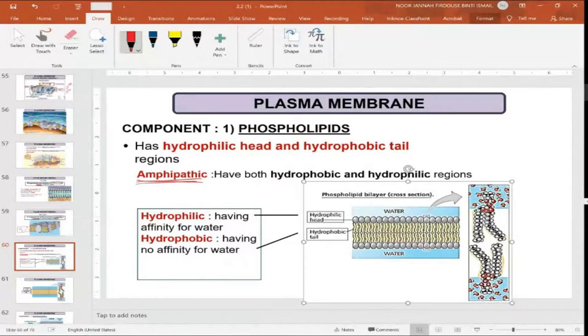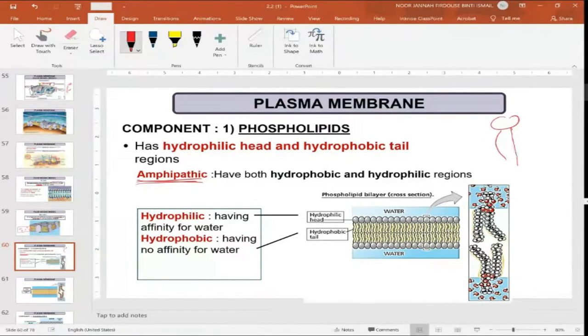Amphipathic. Jadi macam tadi, ini hydrophilic. This one tail is the hydrophobic. So the hydrophilic head will be facing outside of the cell, the water, sebab dia hydrophilic. While the hydrophobic tail will be facing another hydrophobic tail ataupun inside of the plasma membrane.